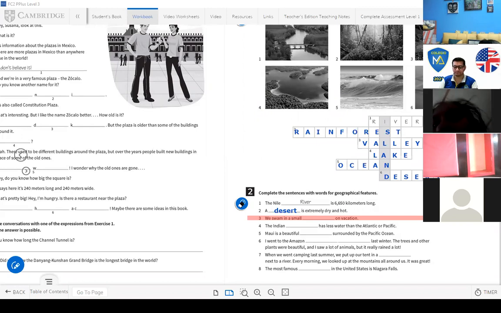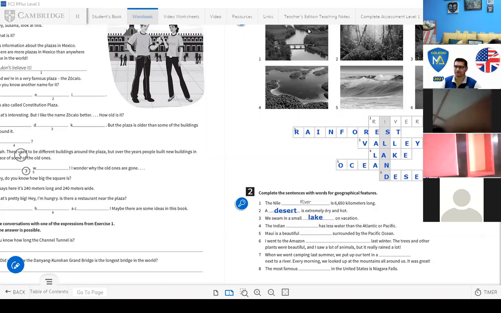What do you think? No idea? Where can you swim? You can swim in a small river or a small lake, right? Probably, no? We swam in a small lake. Yeah. Why not? Lake. Yeah. Now, what about number 4?